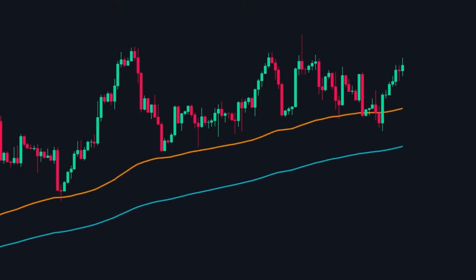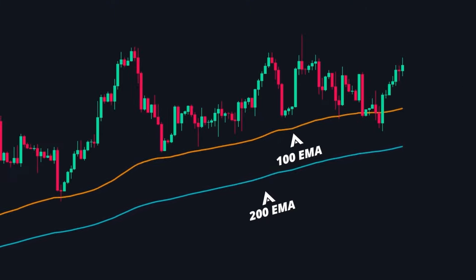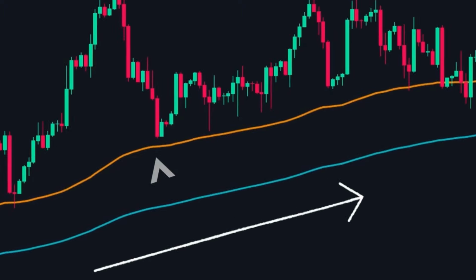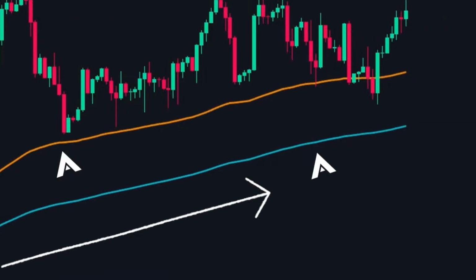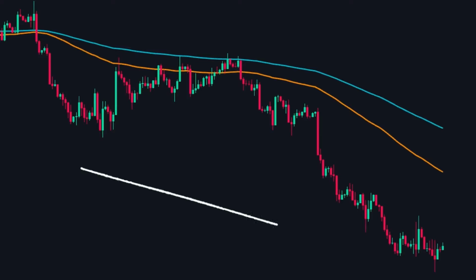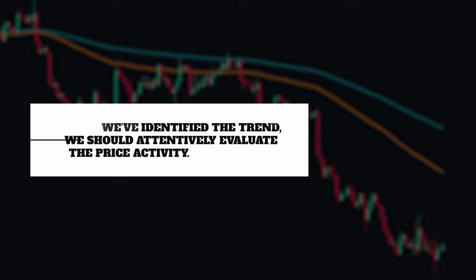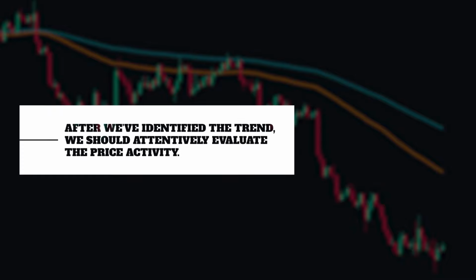The chart shows two exponential moving averages. The orange line represents a 100-period EMA, and the blue line indicates a 200-period EMA. These moving averages assist us in determining the current trend. In an uptrend, the 100 EMA remains higher than the 200 EMA, and both moving averages are curved upwards. In contrast, during a downtrend, the 100 EMA is lower than the 200 EMA, and both moving averages are slanted downward. After we've identified the trend, we should attentively evaluate the price activity.